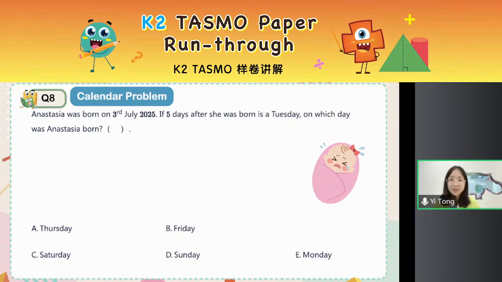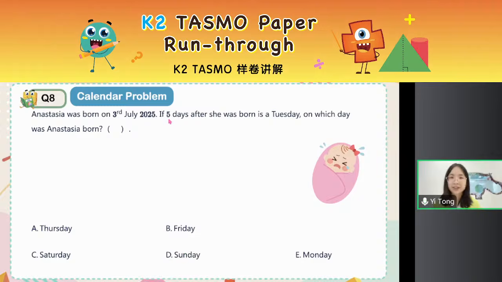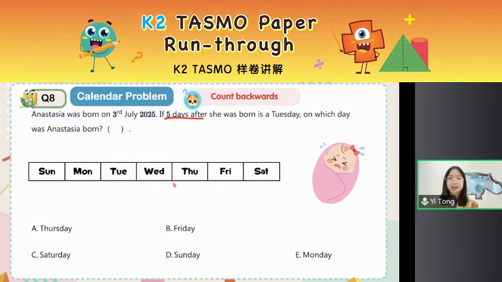So you see, 5 days after. 5 days after. So that means we need to count backwards. Find our calendar. Calendar out. Okay. Calendar out. Here's Tuesday. That means counting backwards. That's 1 day backward. Let's all count together. What's the next day? Can you type in the chat? Sunday.